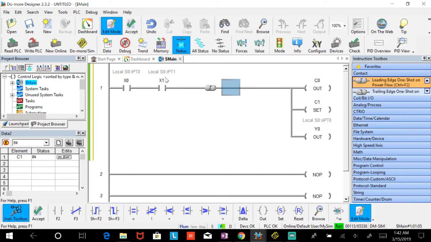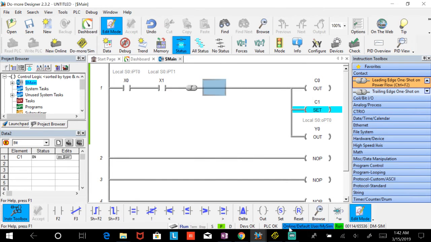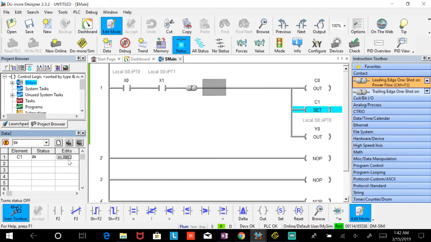Okay, so let's accept. It's almost basically the same, right? So let's turn off C0.